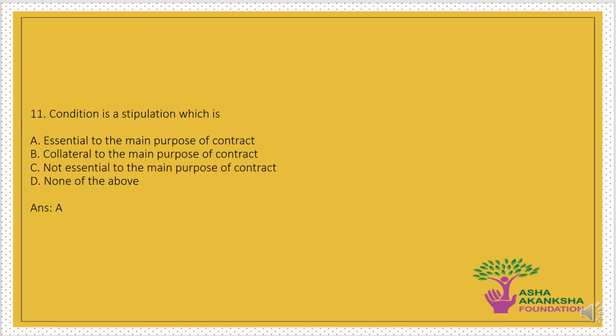The next question is: a condition is a stipulation which is A. Essential to the main purpose of the contract, B. Collateral to the main purpose of the contract, C. Not essential to the main purpose of the contract, or D. None of the above. The correct answer to this question is option A, that is, a condition is a stipulation which is essential to the main purpose of the contract.